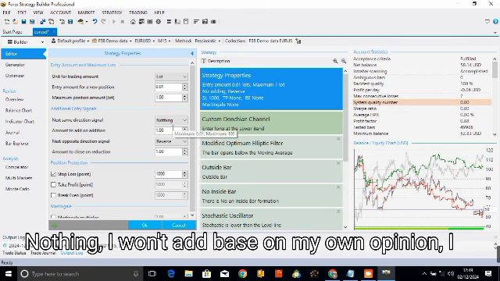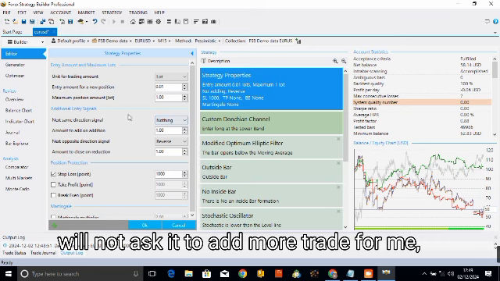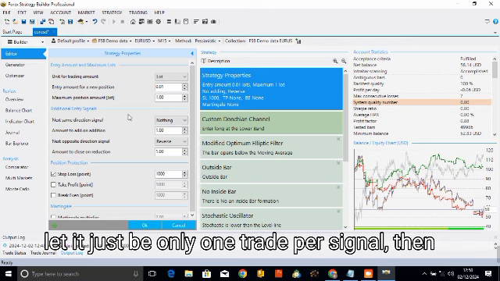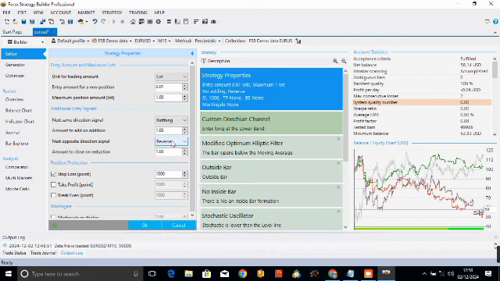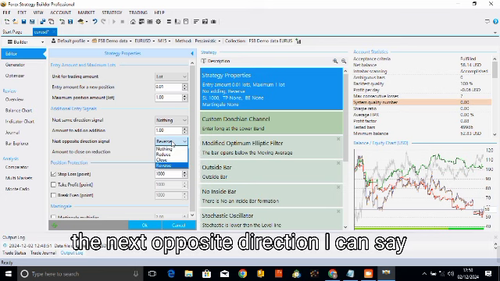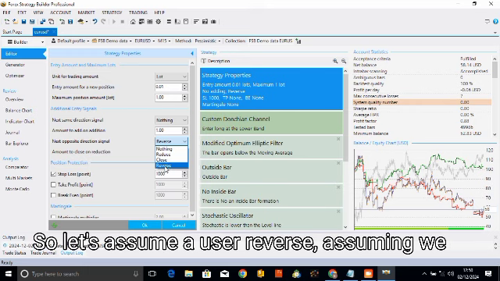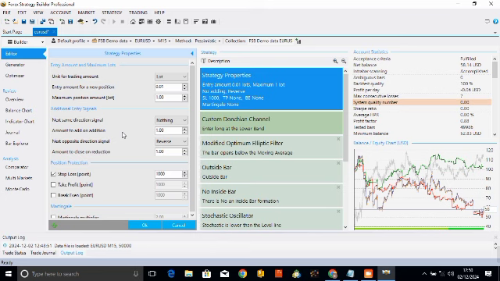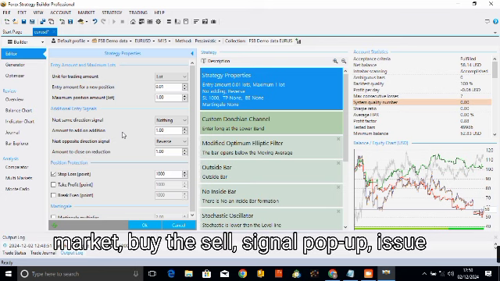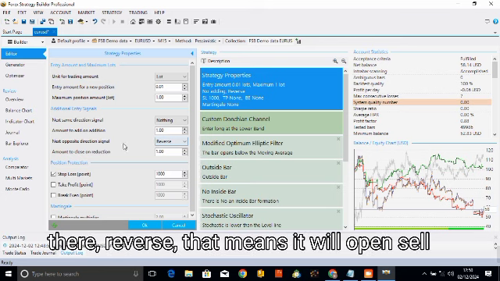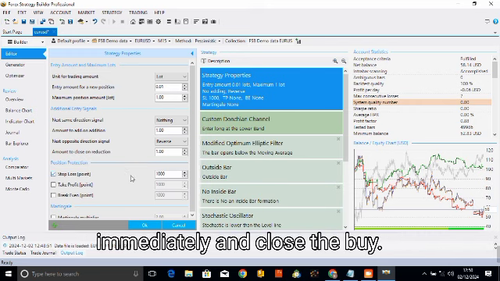Based on my own opinion, I will not ask you to add more trades for me. Let it be only one trade per signal. Then in the next opposite direction, I can say reverse or close. So let's assume I'll use reverse. Assuming we are in a buy market, but the sell signal popped up, you should reverse. That means it will open a sell immediately and close the buy.